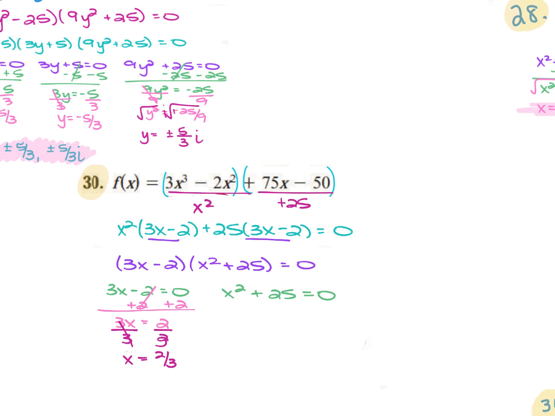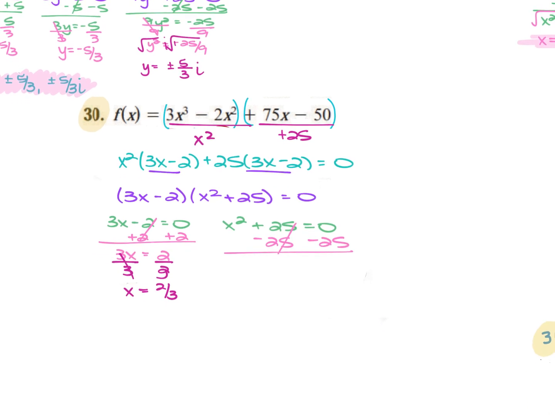For the x squared plus 25 is equal to 0, move your 25 over by subtracting it from each side. You get x squared is equal to negative 25. And then take the square root of both sides. So you get that x is equal to plus or minus 5i. So the 2/3 and the plus or minus 5i are your solutions.